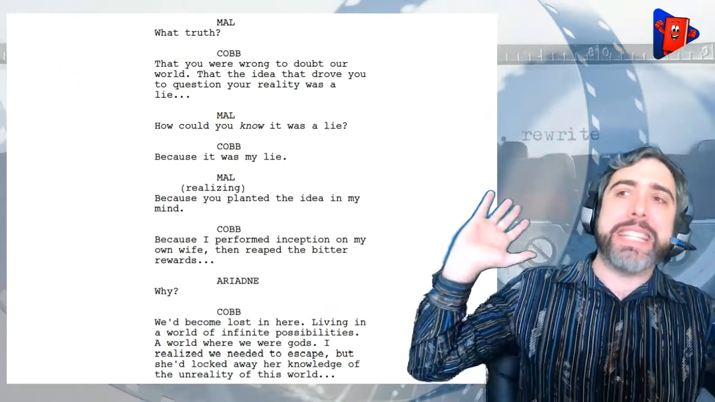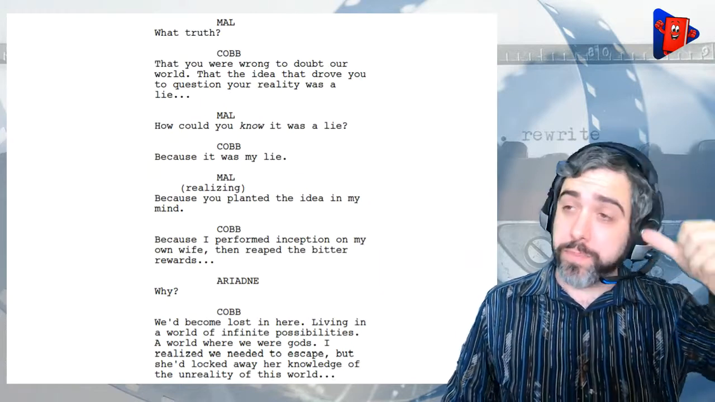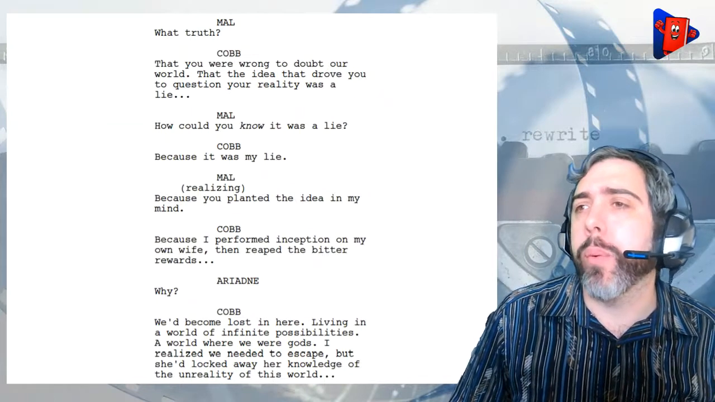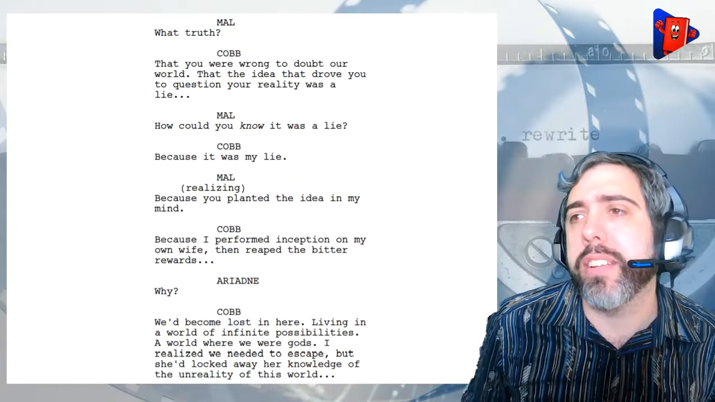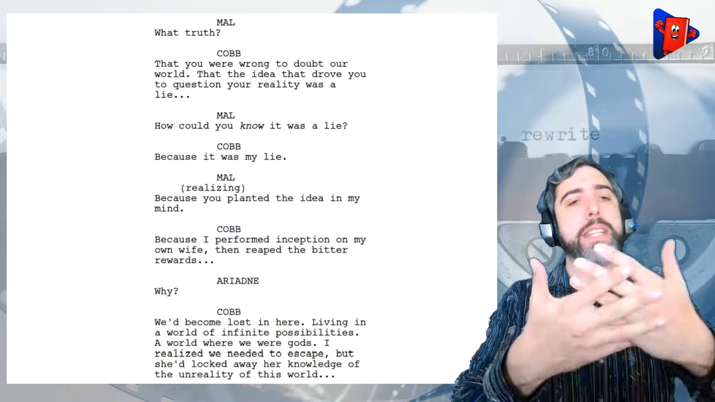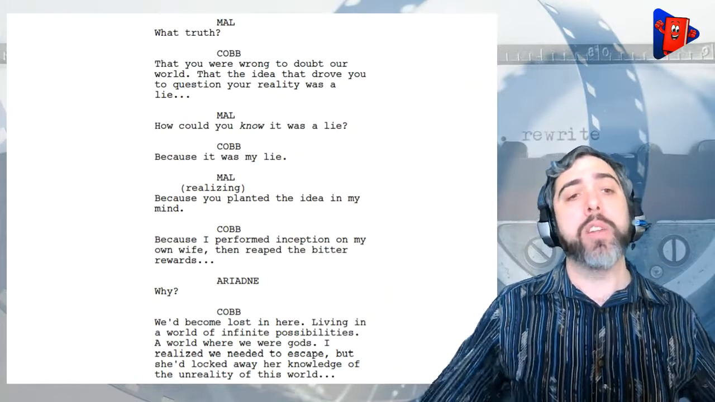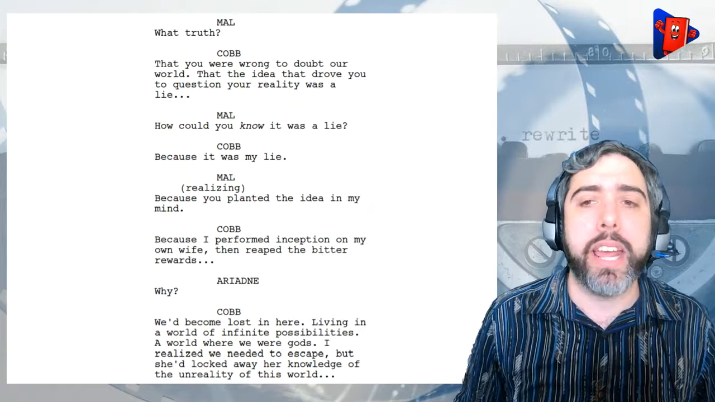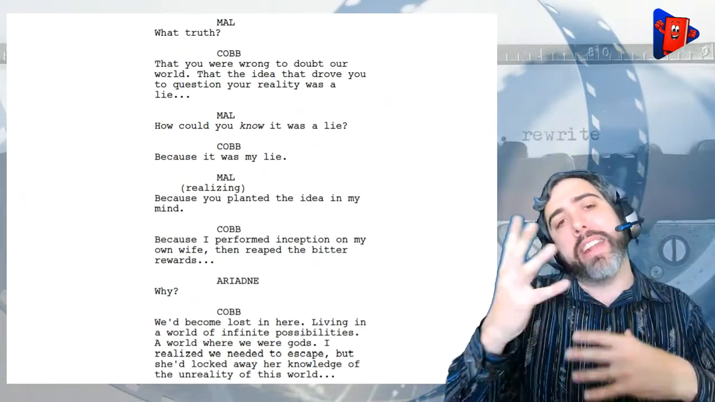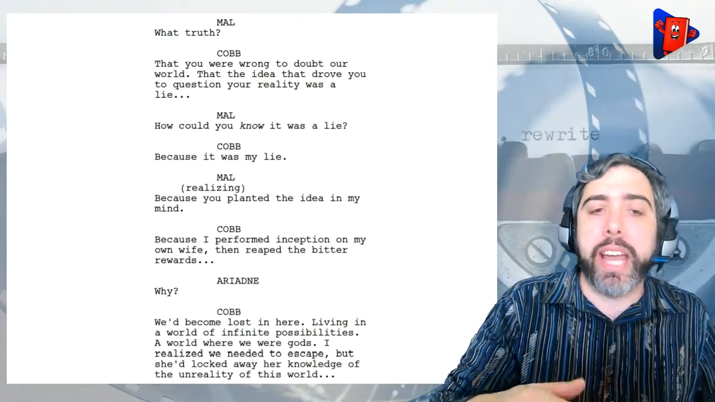So ultimately, we get to the end, and Cobb does face Mal, and she says, how did you know it was a lie? And Cobb said, it was my lie. And she said, oh, because you planted the idea in my mind. So he performed Inception on his wife to get her out of that limbo state. And when she came out of the limbo state, she wasn't able to shake that. As Cobb said at the beginning, an idea can infect you. It's like a virus. And once it's in your mind, you can't really get rid of it.